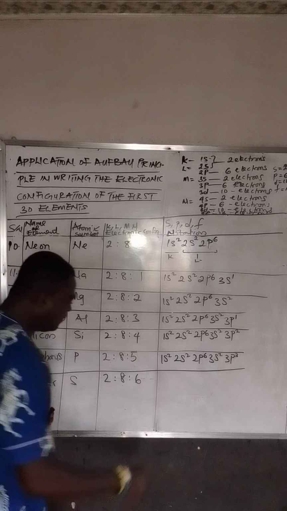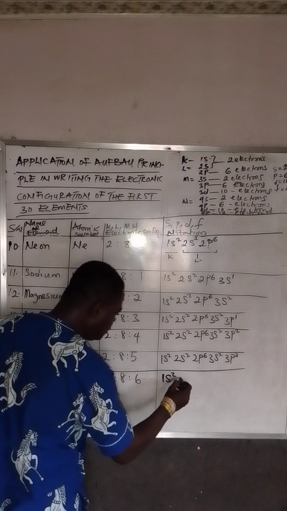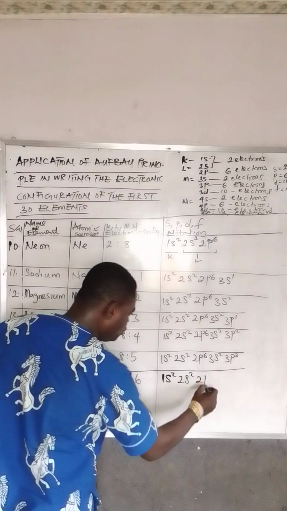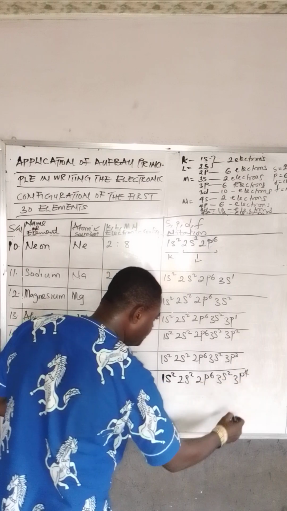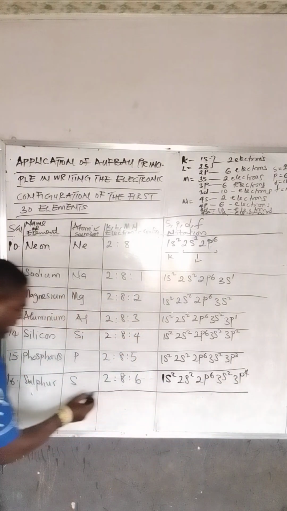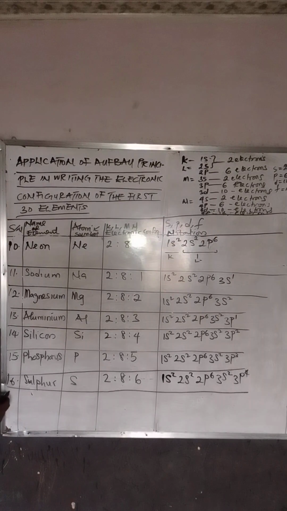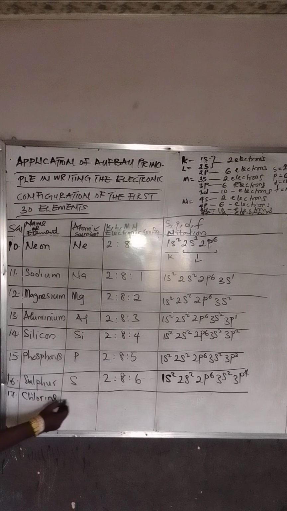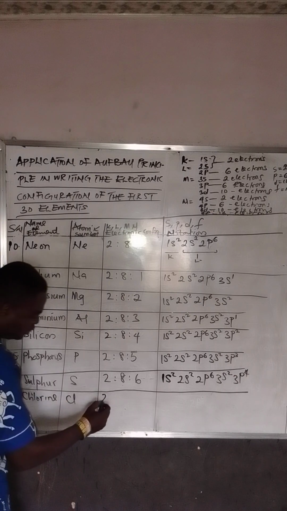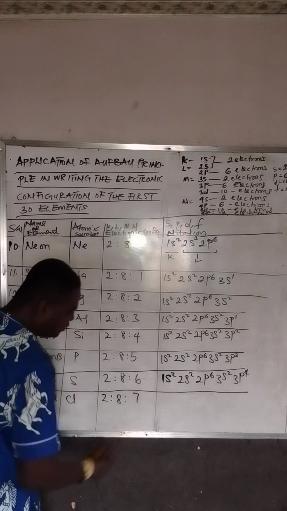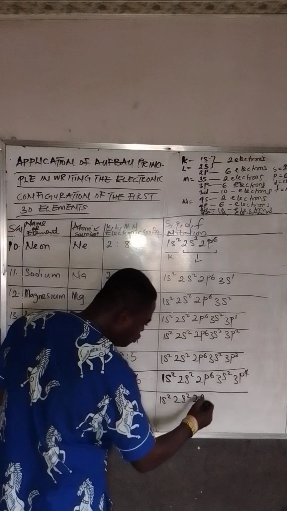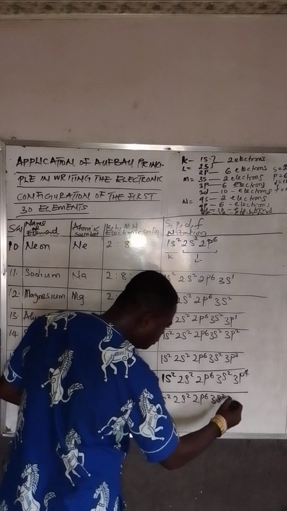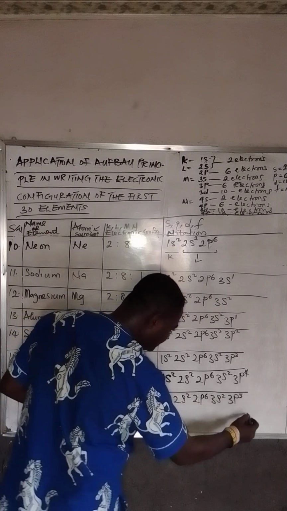We're now having 1s2, 2s2, 2p6, 3s2, 3p what? 4. We'll still continue to put it in that 3p because it can take 6 until the 6 is complete. Next one is chlorine. Chlorine, Cl, which is 2, 8, 7. It will now be 1s2, 2s2, 2p6, 3s2, 3p5.